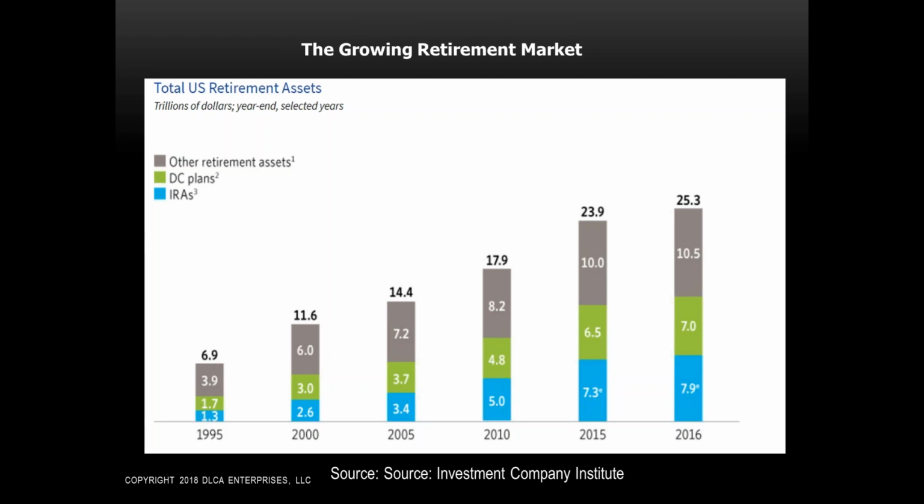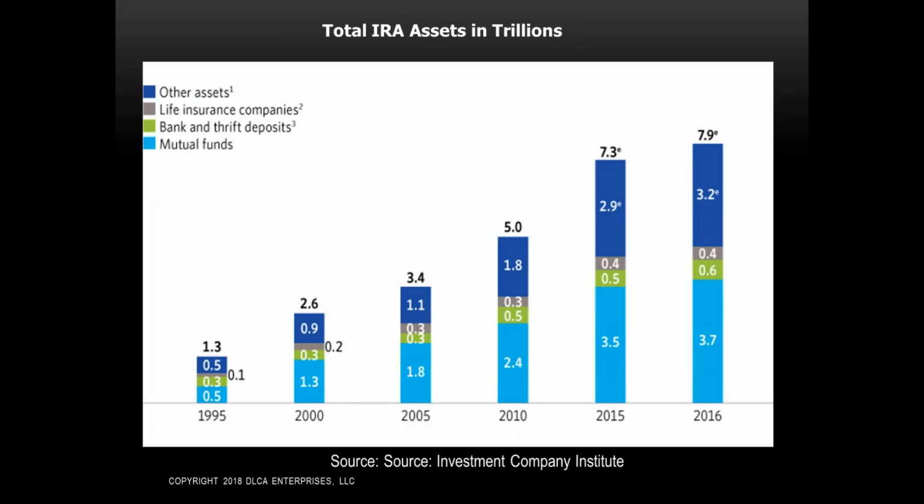And what you're looking at right now is total U.S. retirement assets. And this goes all the way back to 1995 through the end of 2016. As you can see, by the end of 2016, the retirement assets in this country had grown to over $25 trillion. Now, I want to look at IRAs separately. The total IRA assets have grown, if you go back to 2005, from $3.4 trillion, today, 7.9, almost $8 trillion.